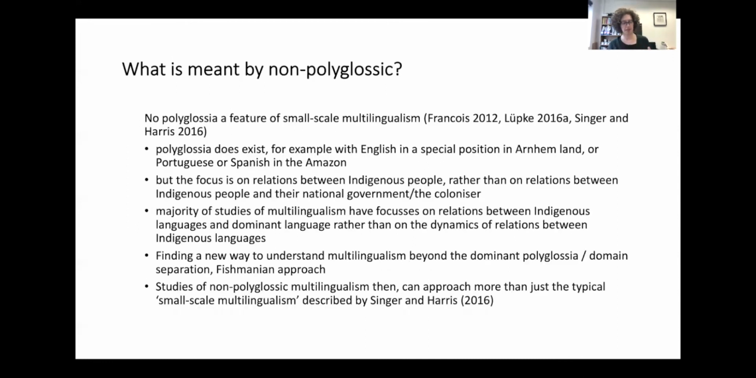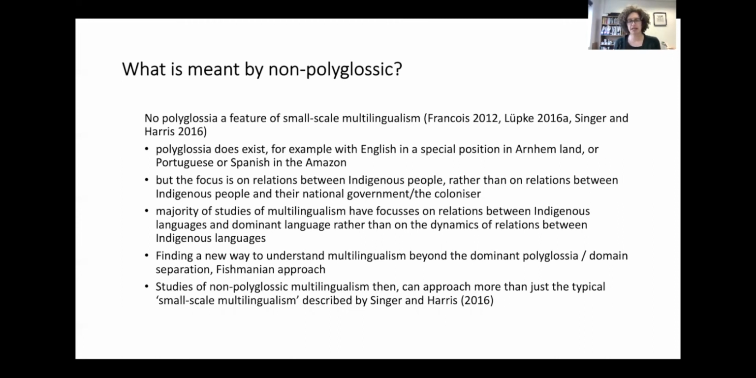So the other thing that people identify with this small-scale multilingualism, which is a term I'm going to keep using despite mentioning its issues, is that there's no polyglossia. So the idea is that in the classic multilingual situation that's been written about a lot, there's a hierarchical relationship between languages. Some are seen as more important, less important, are used in more important domains, and that situation doesn't seem to exist between languages in the context of small-scale multilingualism.